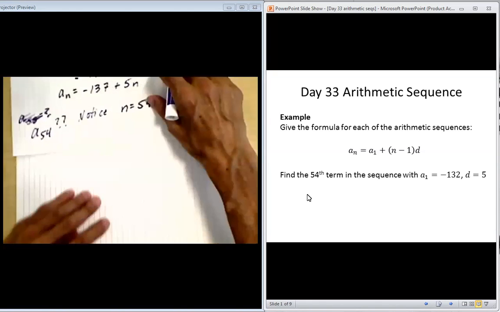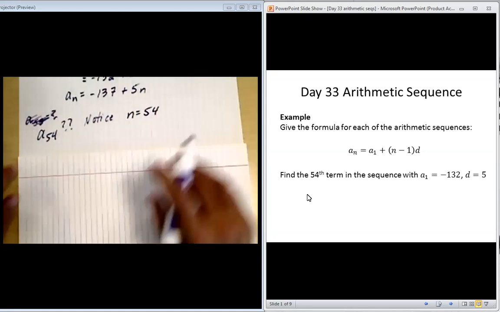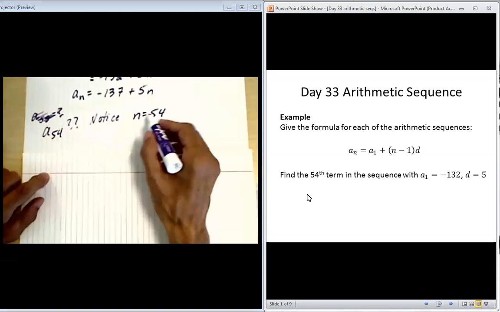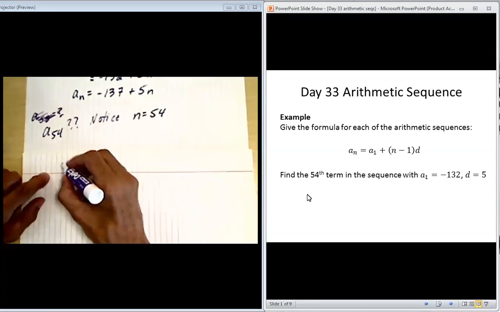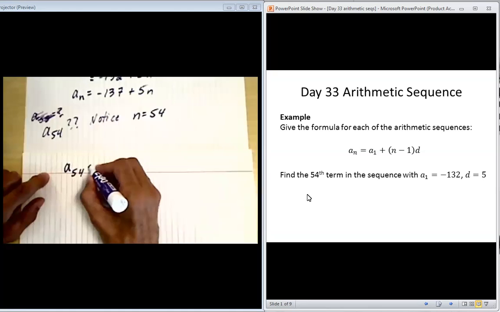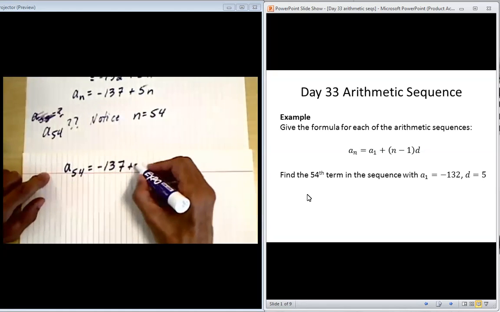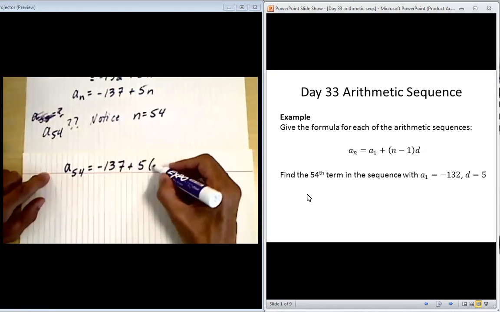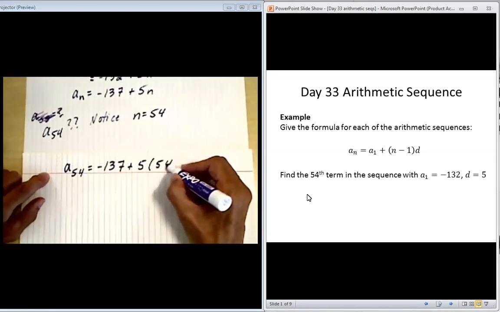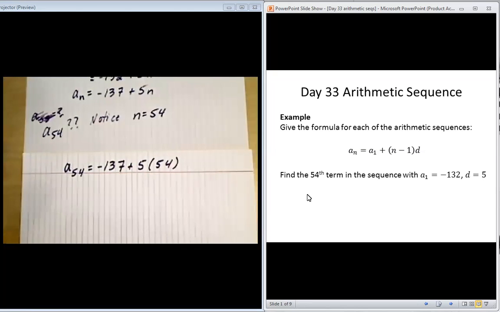Okay, so if n is equal to 54, putting it in for wherever there's an n, A54 is equal to minus 137 plus 5 times 54. Right, just replacing n.